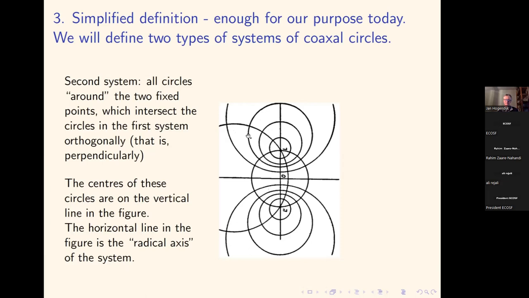The centers of these circles are on the vertical line through the two points here. And the horizontal line is then what is called the radical axis, although I'm not going to explain what that is.